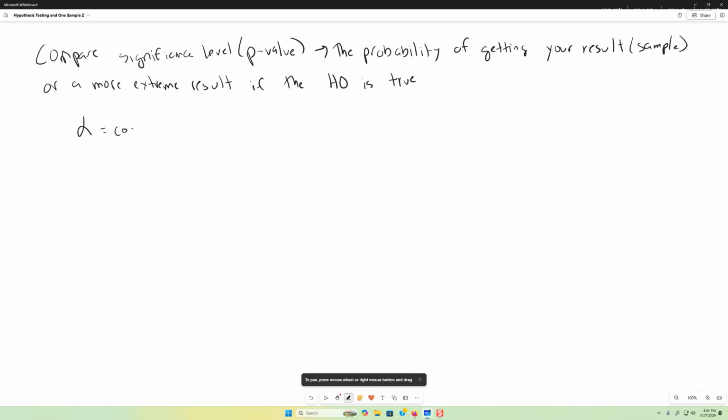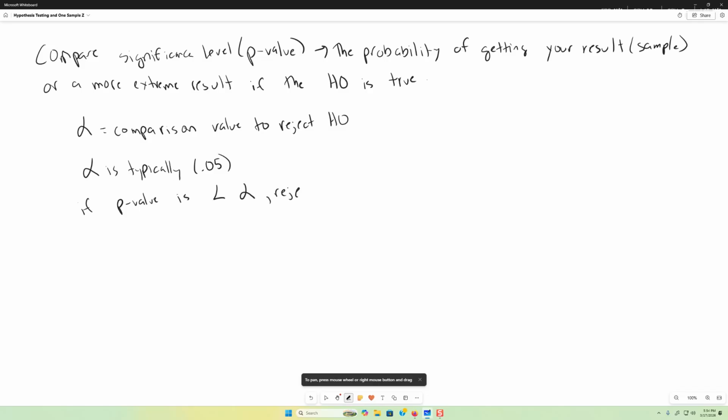This is the comparison value. This is alpha. To reject the null, if your p-value is less than alpha, alpha is typically .05. If your p-value is less than alpha, you're going to reject the null and support the alternative.